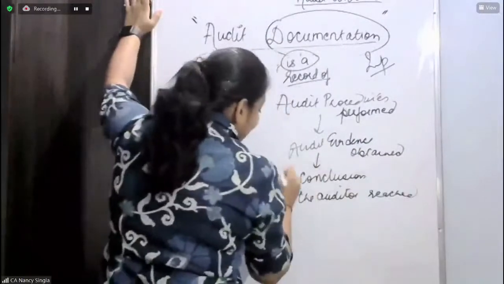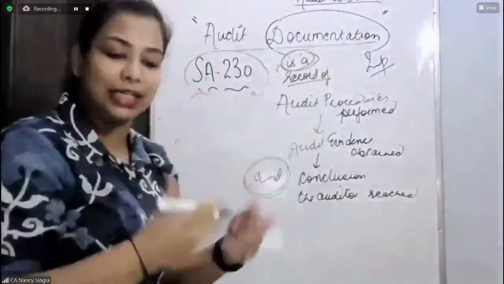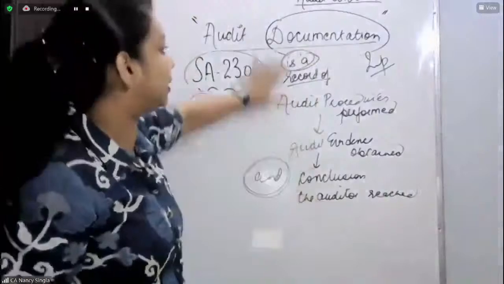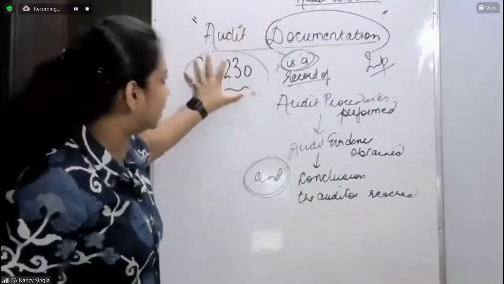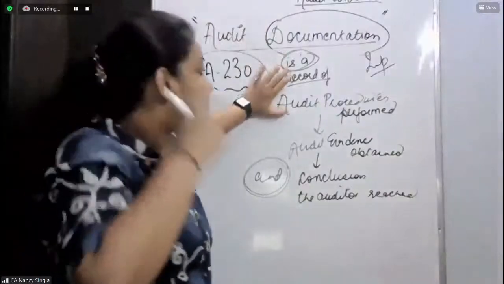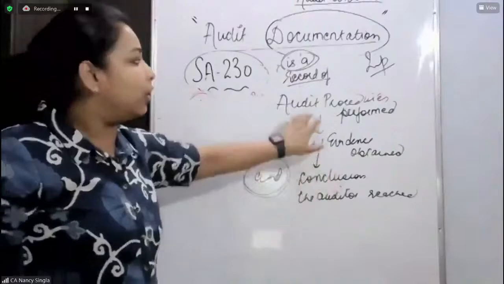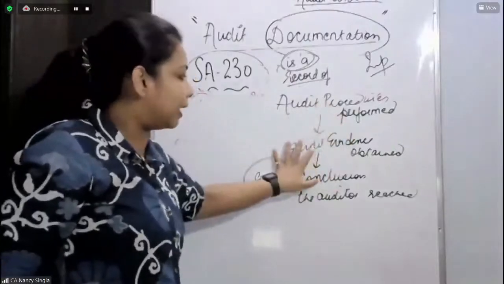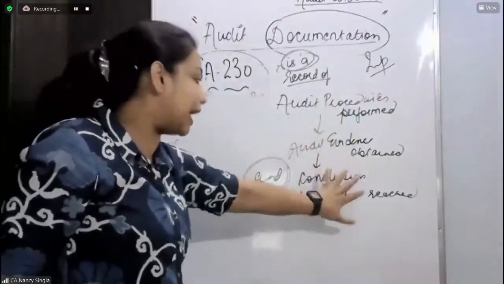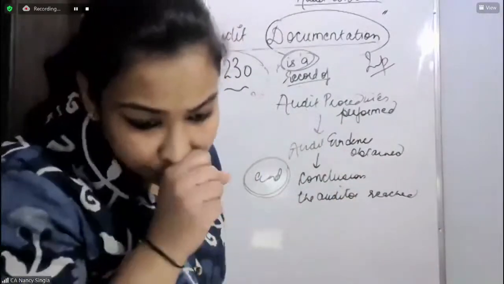Now, I will not ask you to learn this by heart. These are the connecting words which should come automatically. So, as per SA 230, audit documentation is a record of. Now you have a picture of this diagram in your mind, so you can always connect it: audit procedures performed, audit evidence obtained, and the conclusions the auditor reached. Okay.